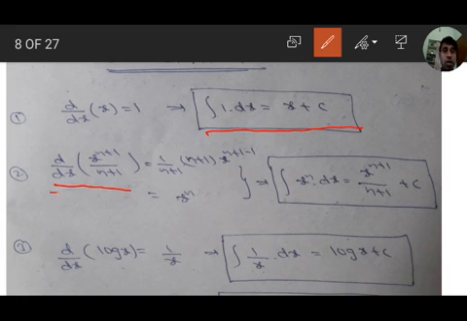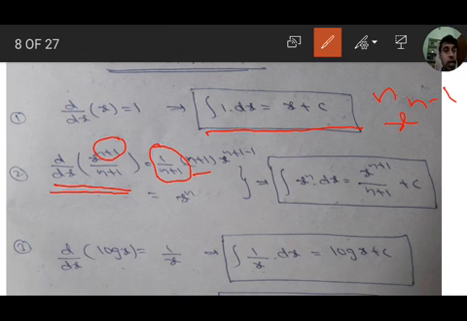Derivative of x to the power of n plus 1 by n plus 1. So what is the derivative? 1 by n plus 1 is the coefficient, and for x to the power of n plus 1, the derivative is n plus 1 into x to the power of n.